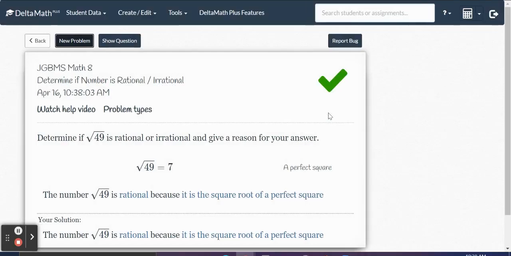So the scenarios: a rational number either has a decimal that terminates or repeats on forever, or it is the square root of a perfect square. Our irrational number is a number that goes on forever and does not repeat, or it is the square root of a non-perfect square.